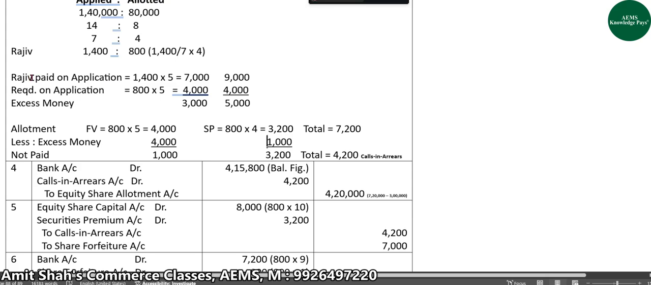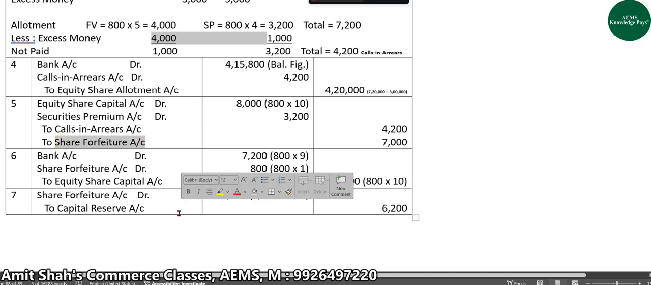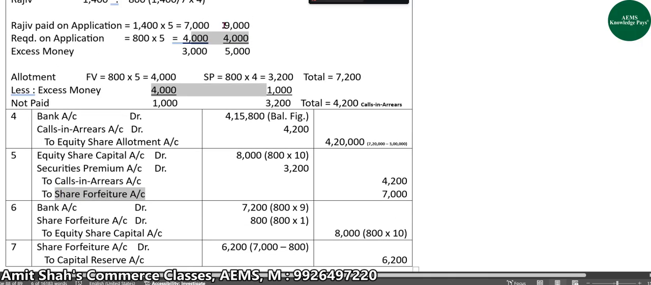How much did you receive in totality from Rajiv? 9,000. Out of which, how much you adjusted in face value of application? 4,000. And how much you adjusted towards face value of allotment? 4,000. So 4 plus 4, this 8,000 only will come in share forfeiture account. Though we have received 9,000 from him and we have seized his entire 9,000.